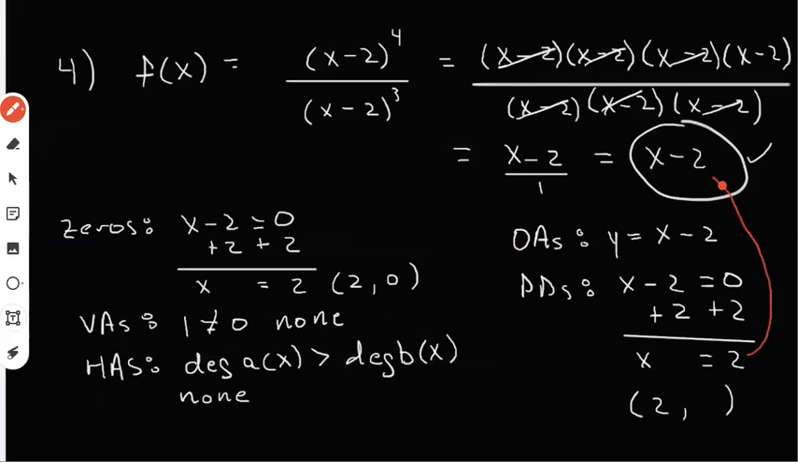So I'll take this x value and plug it in right here. When I do that, I get 2 minus 2, which is 0. That is going to be the hole in the graph.